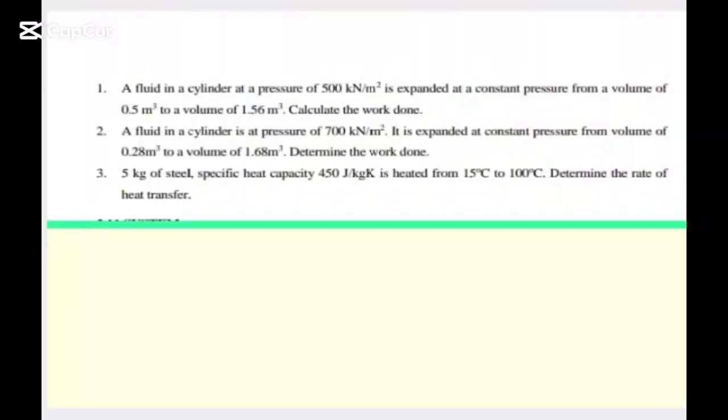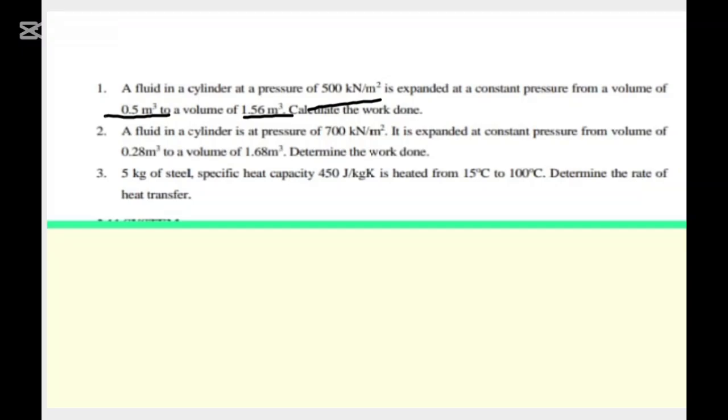A fluid in a cylinder at a pressure of 500 kilonewton per meter square is expanded at a constant pressure from a volume of 0.5 meter cube to a volume of 1.56 meter cube. So we have to calculate the work done.